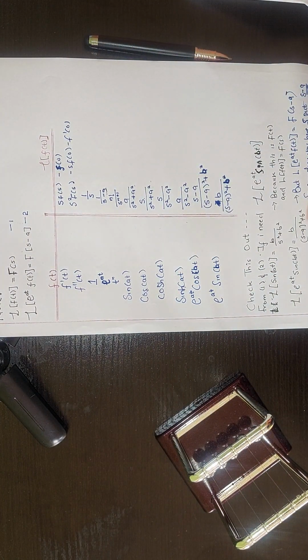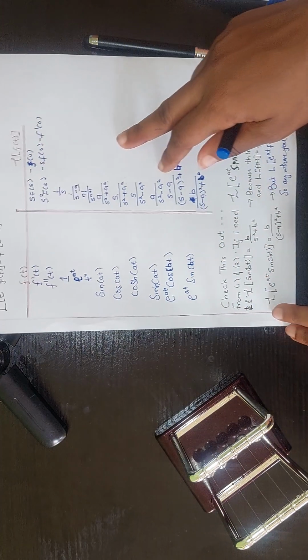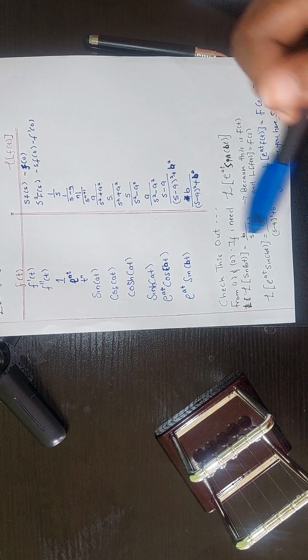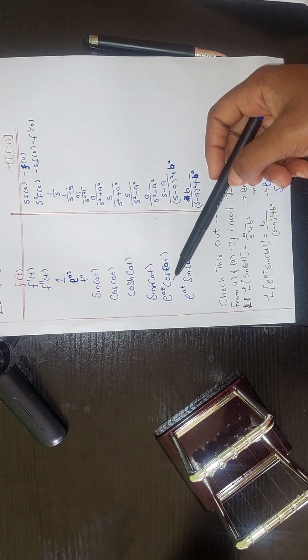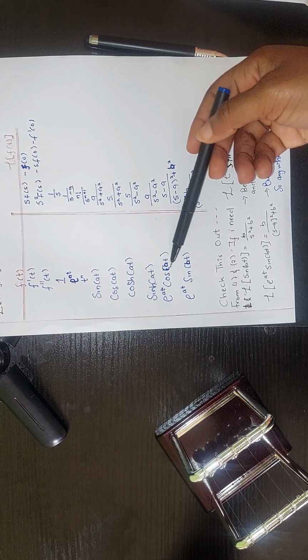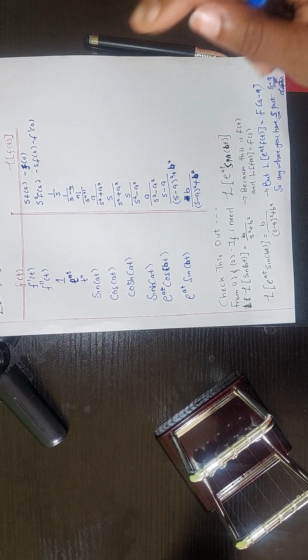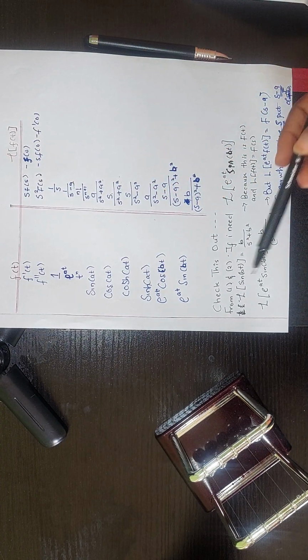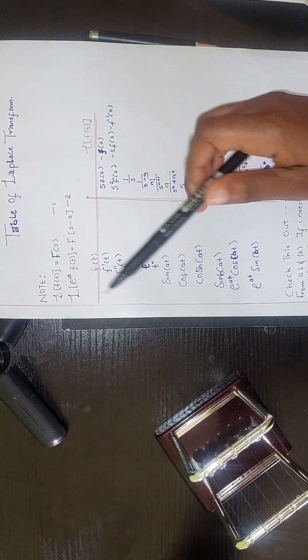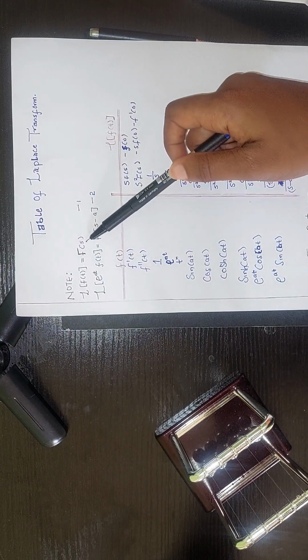Now this is what I want to really explain, which is the main reason I'm doing this video. You have e raised to power at cos bt, and you have to find the Laplace of e raised to power at cos bt. What you just need to know at first is, in the beginning, I said Laplace of f of t is what? F of s.